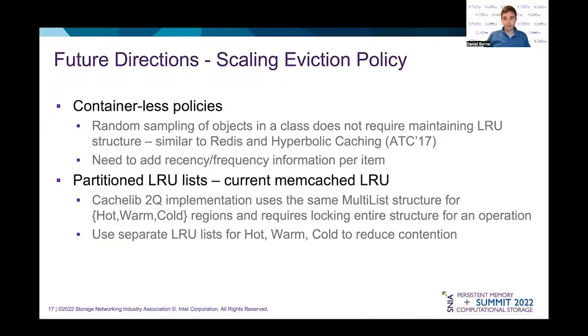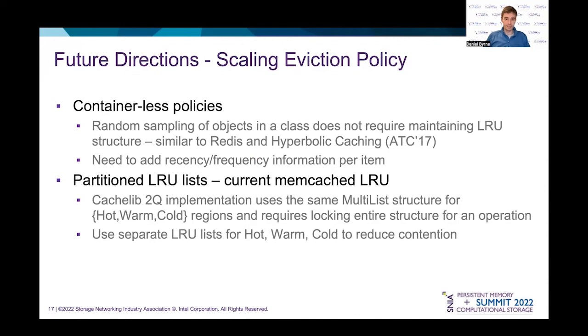So future directions and ideas is to scale the eviction policies. We could use containerless policies. So if we did random sampling, similar to the idea in Redis, we don't need to have a container that we need to lock every time if we just do some sampling every time we need to do an eviction. Of course, we have to add recency and frequency information on an item. So there could be some metadata overhead there.